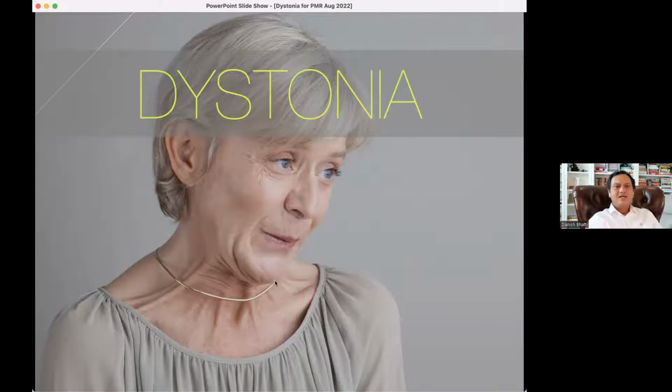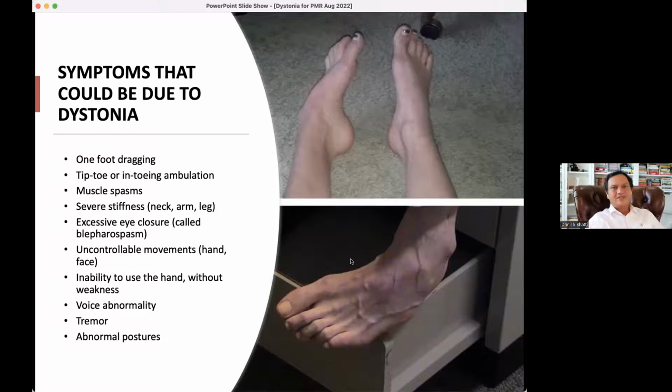So sometimes an antecollis, or anterior bending of the head, is seen just because of the platysma activation itself, with or without any of the SCM or sternocleidomastoid involvement. But dystonias can present in many, many subtle ways, especially these focal dystonias. So you can have a foot dragging as the only presentation of dystonia, which is a plantar flexion dystonia, very common in Parkinson's disease. Tiptoeing or in-toeing ambulation, again, part of the foot dragging.